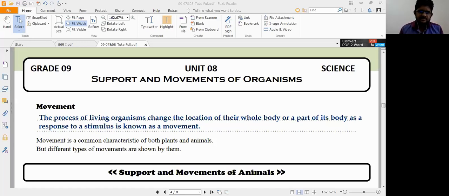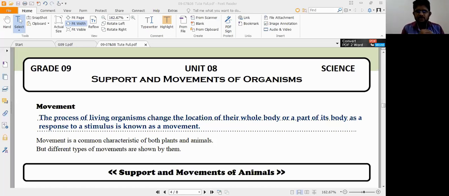But in science, in these biological lessons, when we are defining this movement, we have to be concerned about two things here. That is, either the entire body, the whole body of an organism may be moving, may be changing its position, or else a part of the body will be moving, will be changing its position. So these are the two concerns we have to take here.